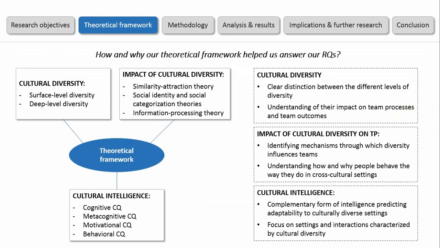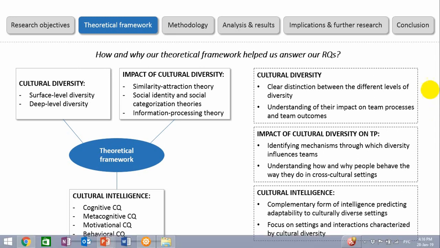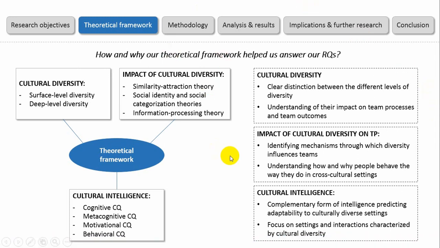So now going into the theoretical framework used to answer both our research questions presented here on the left, we use three main groups of theories. The first one being cultural diversity, including surface and deep level diversity. This allowed us to get a clear distinction between the different levels of diversity and also gain an understanding of their impact on team processes and team outcomes.